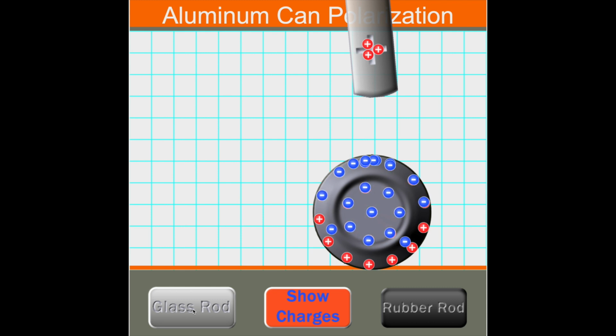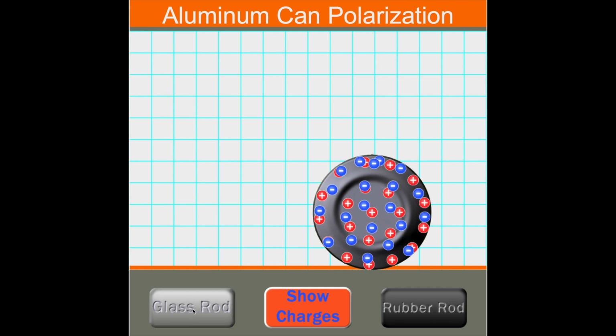And this is going to cancel out the electric field so that if I look at, say, those positive and negative charges in the middle of the can, they're not moving. So they're feeling no net electric field because the electric field from the negatively charged electrons on the top and the positively charged protons on the bottom are canceling out that external field from that glass rod. If I remove the glass rod, you'll see all those charges go back and that polarization disappears.